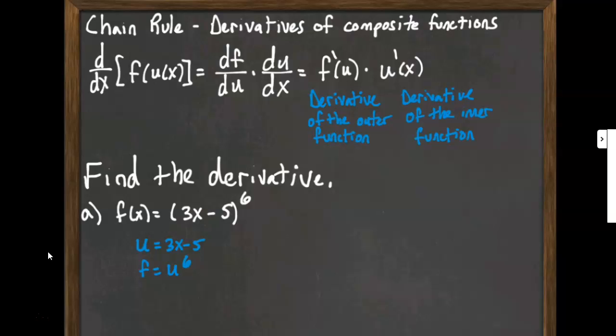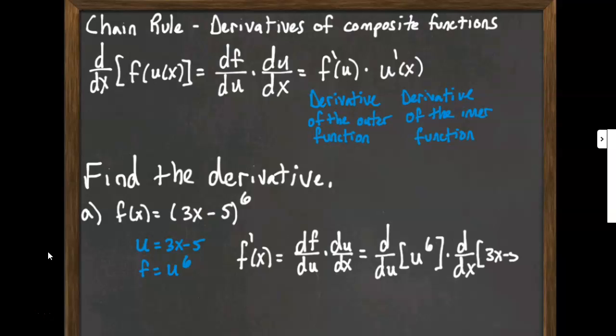So we begin putting out all the detail here. This example, I'm going to overload the detail. F prime of x is the derivative of f with respect to u, df du, times the derivative of u with respect to x, du dx. What is f? F is u to the sixth. So that's going to be the derivative of u to the sixth with respect to u as the variable, and then times the derivative of u, 3x minus 5, with respect to the variable x. And this is a result known as the chain rule. It's how we do the derivative of a composite function.